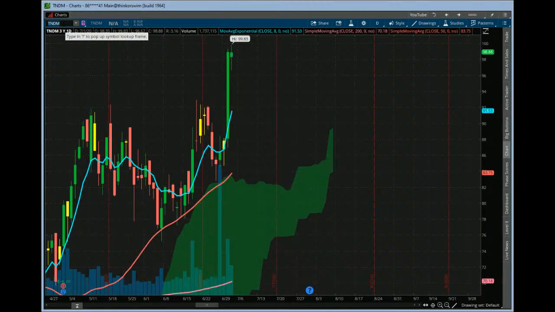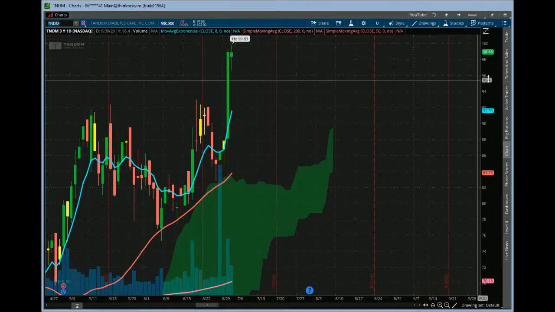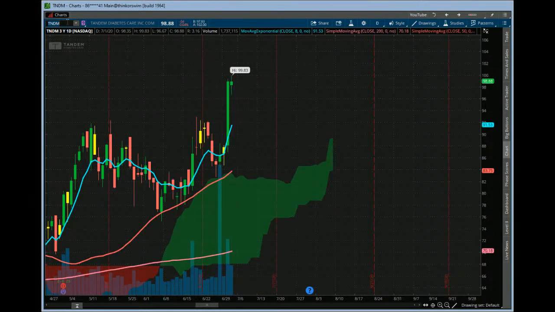TNDM, yeah, beautiful breakout candle today. Decent pause day today, so let's see if we can push above there and then give another movement up on that one. And then VVNT, there it is.